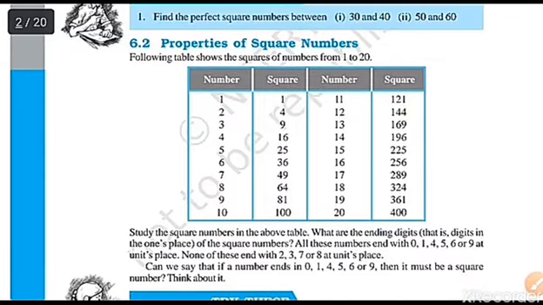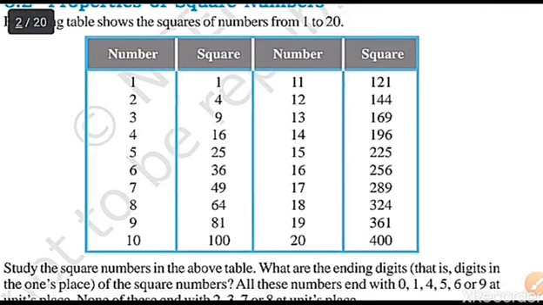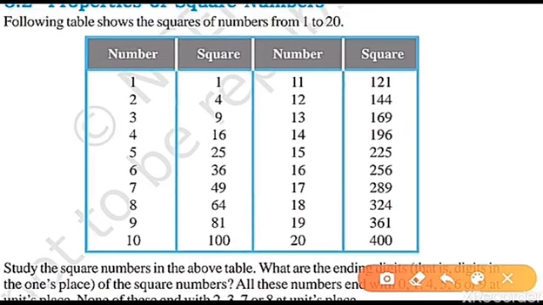Here you can see there are numbers written from 1 to 20 and the corresponding squares are there. For example, if this is 7, then 7 multiplied by 7 is 49, and 16 multiplied by 16 is equal to 256. So 256 is the square of 16.